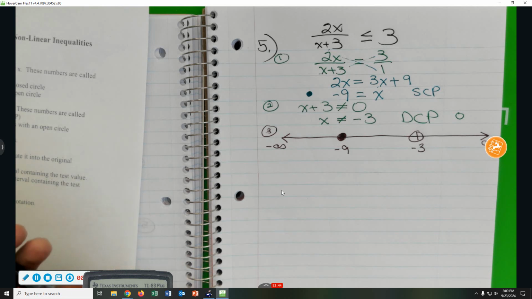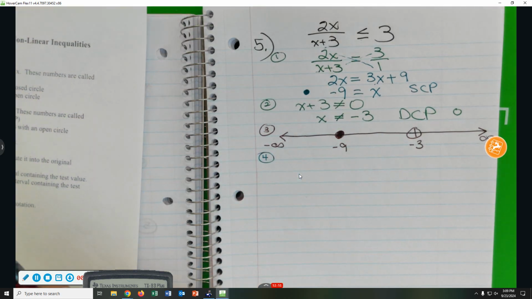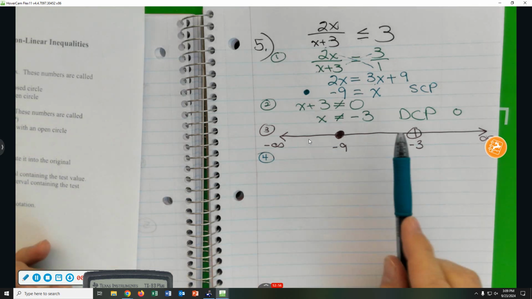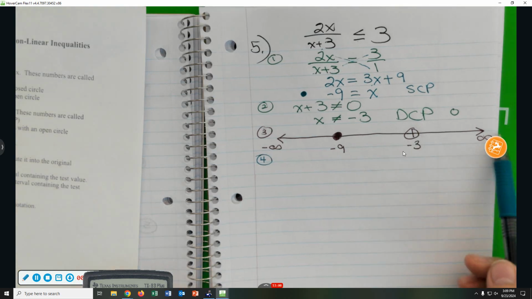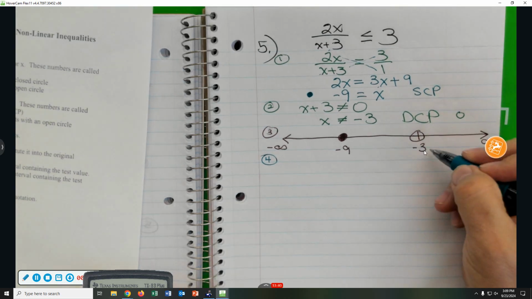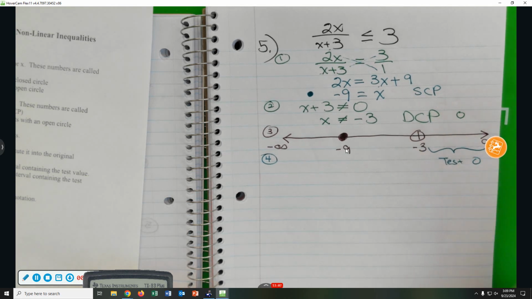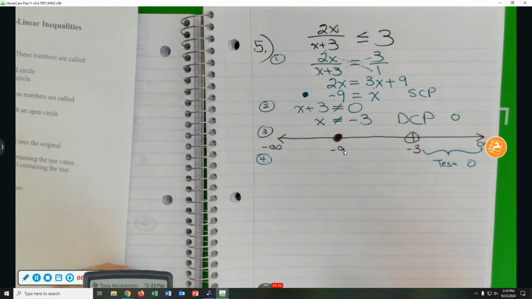Step number 4, what do we do? You choose a number and test. What number do you think I'm going to test? 0. Which interval contains 0? Interval 1, 2, or 3? 3. 0 is to the right of negative 3. 0 is always between a negative and a positive. It'll never be between two negatives or two positives. And here what we have is two negatives. Nope, right here, negative to positive.